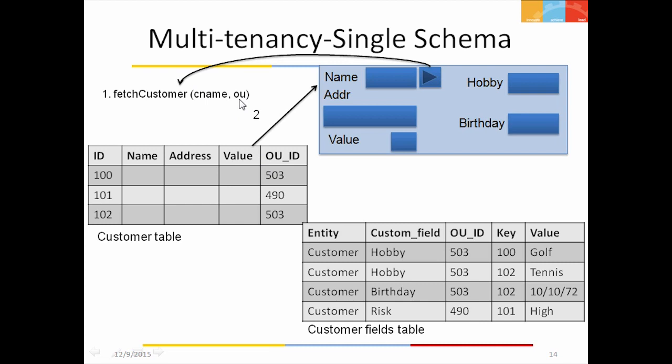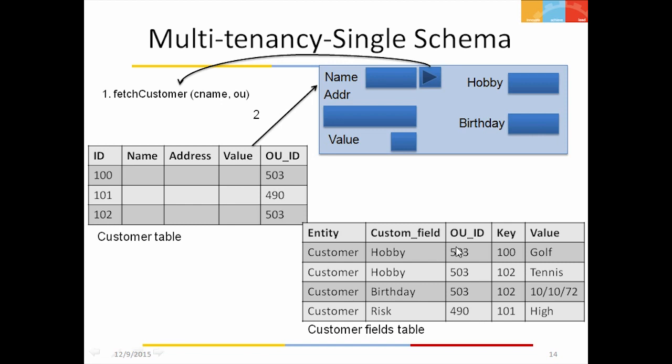So when this OU ID is supplied, it fetches the common attributes. Then it goes to the additional field table, and it uses this ID again, and using that ID it knows that these are the extra attributes, hobby and birthday, and then these hobby and birthday values are essentially fetched.